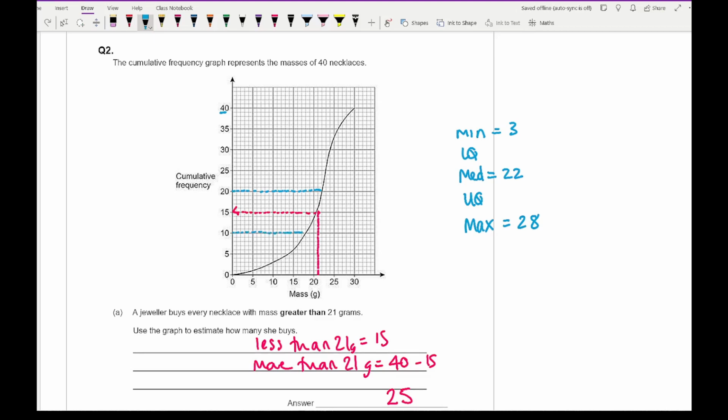So I go up to 10 and I make that out to be around about 18. Now I do the same with the upper quartile, so the value that's in between 20 and 40, which is 30, go across and I make that out to be about 24. So then these are the values I then need to plot to draw my box plot.